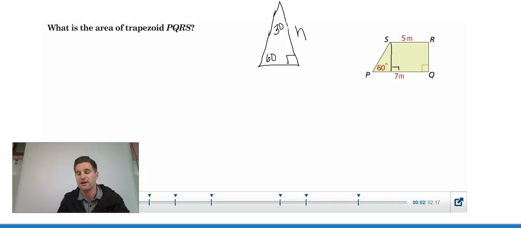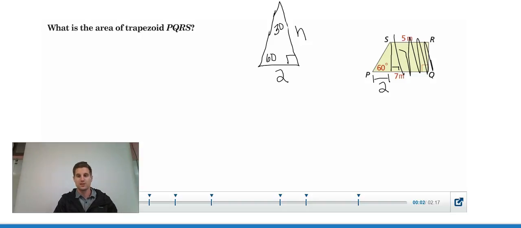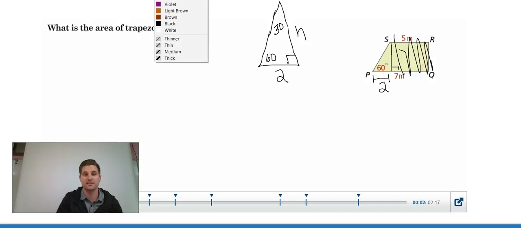That's much better. So my question is, what's this distance from here to here? Well, if you think about it, 5 is all of this. So if you take 5 away from 7, we're going to get 2. So the length here is 2. So we can actually solve this using special right triangles because this is a 30, 60, 90.